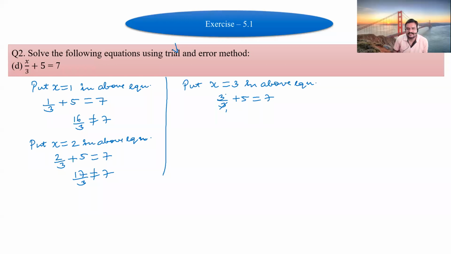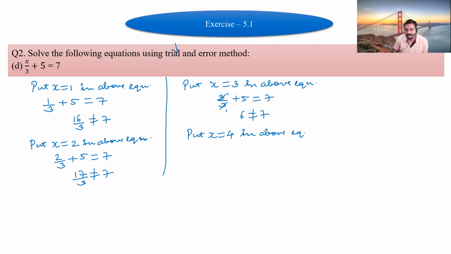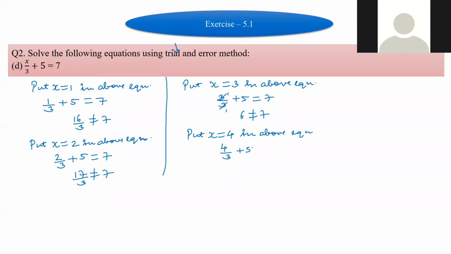Oh, this 3 by 3 is 1. Yes. 6 is not equal to 7. Then put x is equal to 4 in the above equation. Then we will write 4 upon 3 plus 5 is equal to 7. 3 fives are 15. 19 upon 3 is not equal to 7.